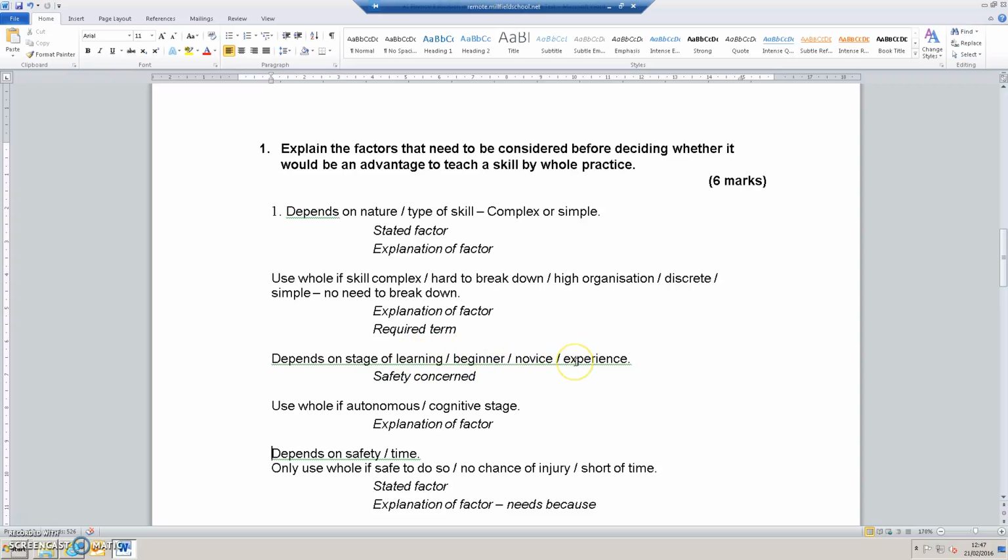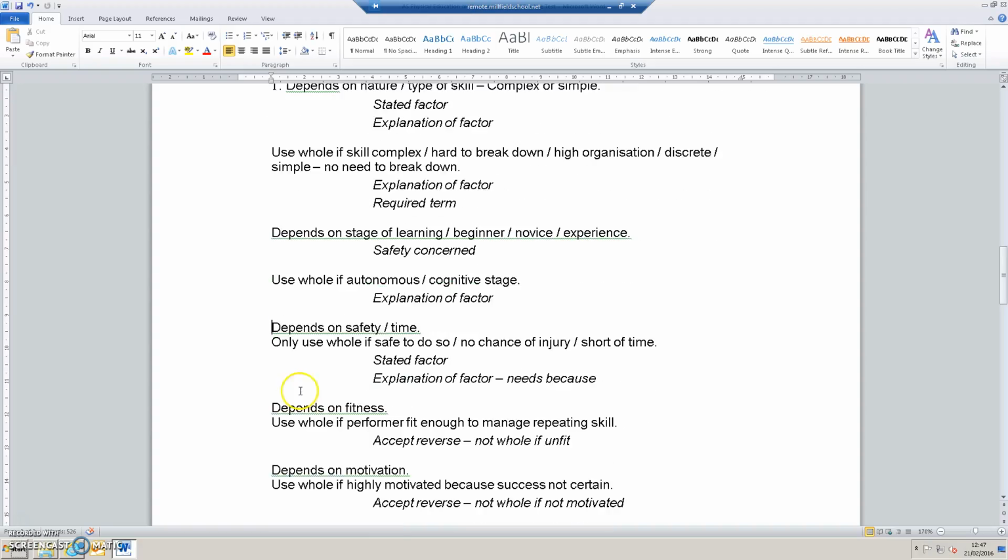All right. And basically what we're saying here is that, underneath, we're going to use the whole if they're autonomous, because they know exactly what they're doing and they're replicating the movement and getting it into their long-term memory. We will also use it for the cognitive stage because it's getting the feeling for the whole movement. All right, now moving on, it depends upon the safety and time. So 1 or 2 of you did mention this, which was absolutely fine. If we are short of time, whole practice is excellent to use. Also, if there's no risk or danger of injury and it's safe to do so, we would use whole practice.